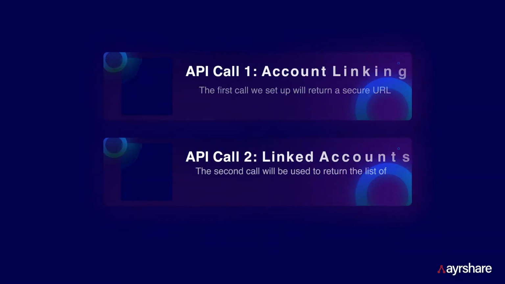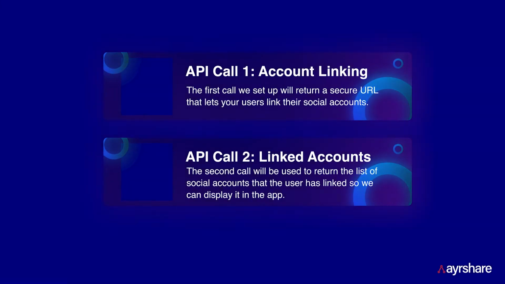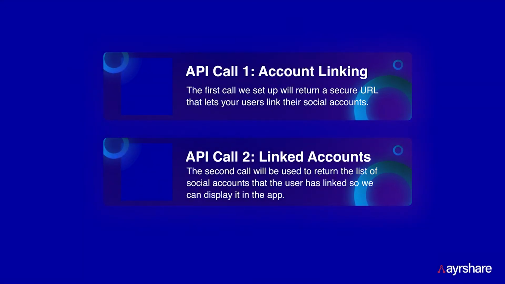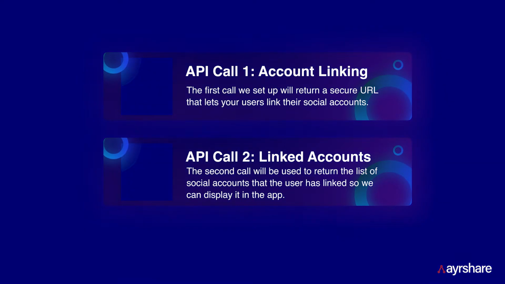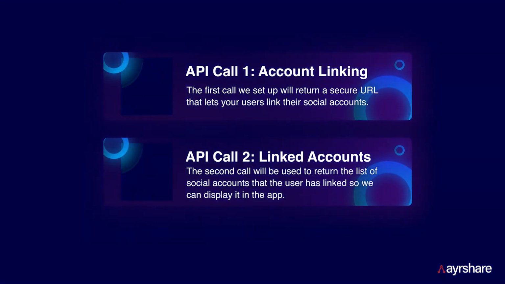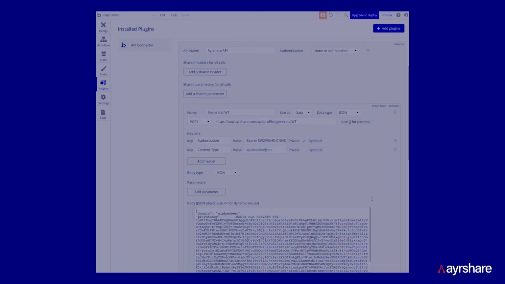Now we will set up two API calls. The first call we set up will return a secure URL that lets your users link their social accounts. The second call will be used to return the list of social accounts that the user has linked so we can display it in the app.